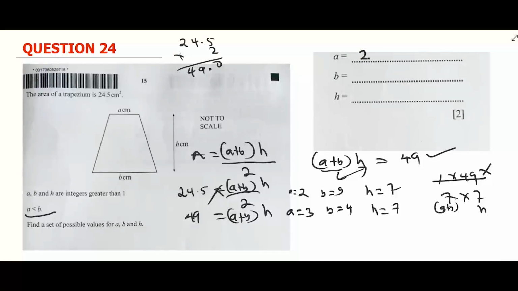A is equal to 2, then B is equal to 5, and H is equal to 7. Or another option would be A is equal to 3, then B is equal to 4, and H is equal to 7. H is always 7. So this is a very interesting question. Okay, so that is how to deal with that question.